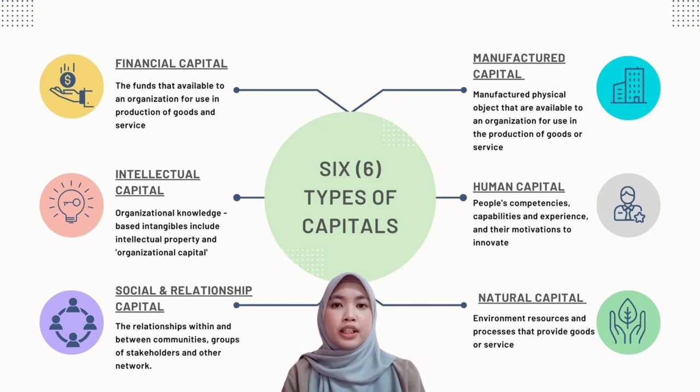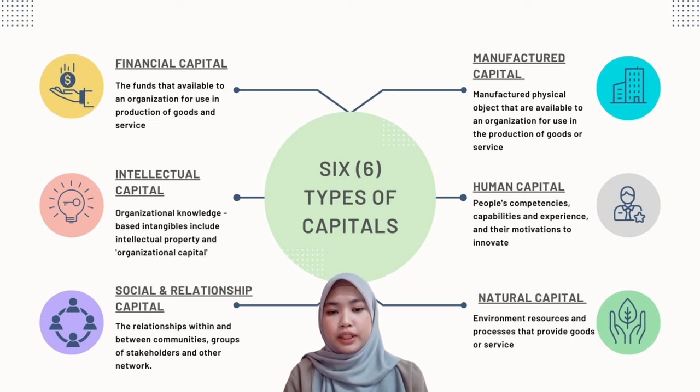Firstly, financial capital. Financial capital is the pool of funds that is available to the organization for use. This capital is obtained through financing, such as debt, equity, or grant, or financing that is generated through operations or investment. Secondly, manufactured capital. This capital is the manufactured physical objects that are available to the organization for use. They include buildings, infrastructure, and equipment of the company.